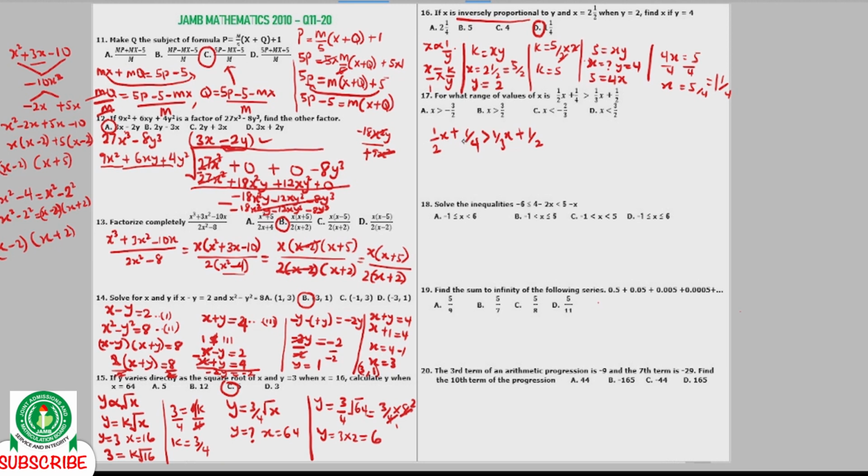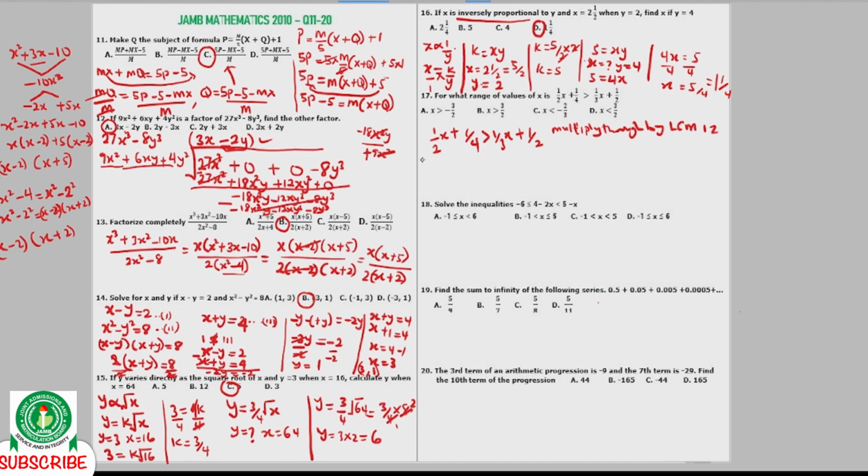Now, look at this now. These are called fractional inequality. We have fractions 1 over 2, 1 over 4, 1 over 3, and 1 over 2. The LCM of these fractions, the lowest common multiple of these fractions, is 12. So we are going to multiply through by the LCM 12.